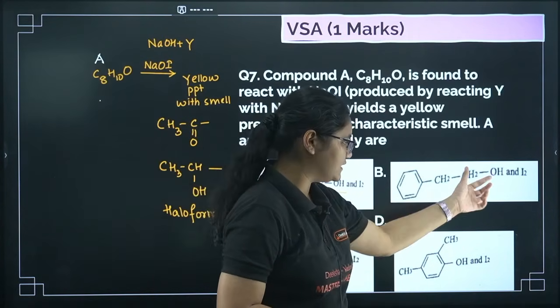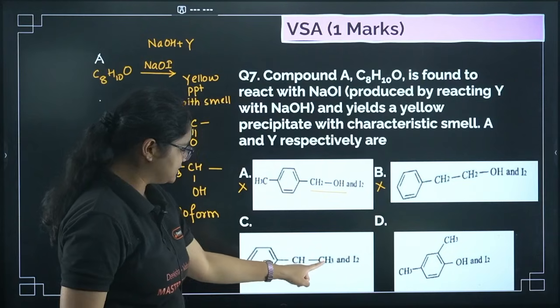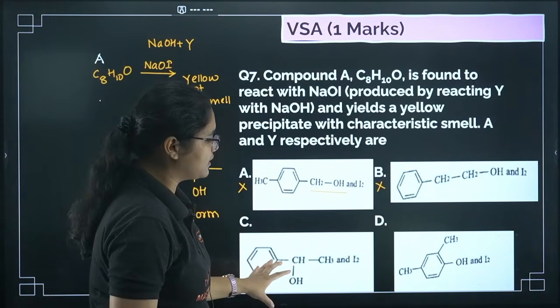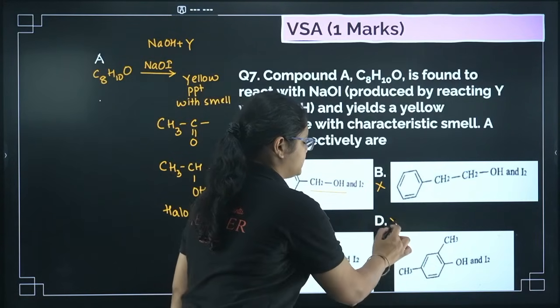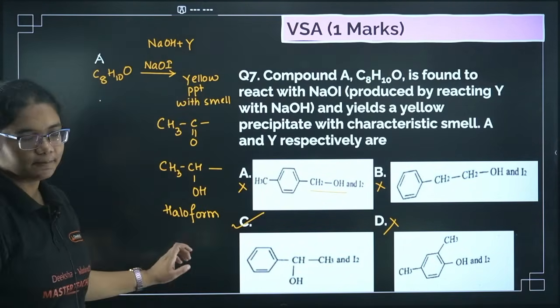Here also I don't have CH3CHOH, so I can eliminate this option. Here I can see CH3CHOH is there, right? So this can be the answer. Here also I don't have the CH3CHOH, so option number C is the correct answer here.